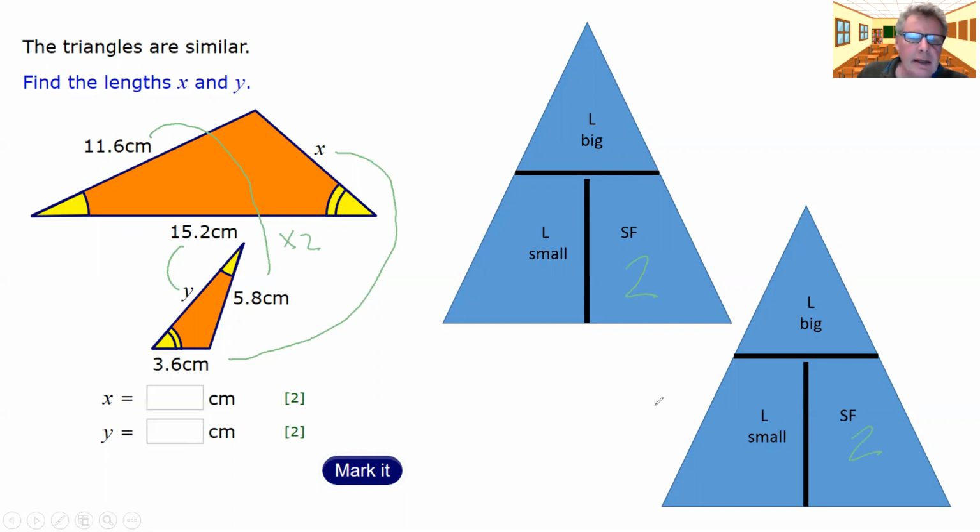Find our scale factor. Then we look at x. Is x on the big shape? Yes, it is. And that goes with the 3.6. So x is 2 times 3.6, 7.2. Y is on the little shape, and that goes with the 15.2. So to find y, we do 15.2 divided by 2, which is going to be 7.6.